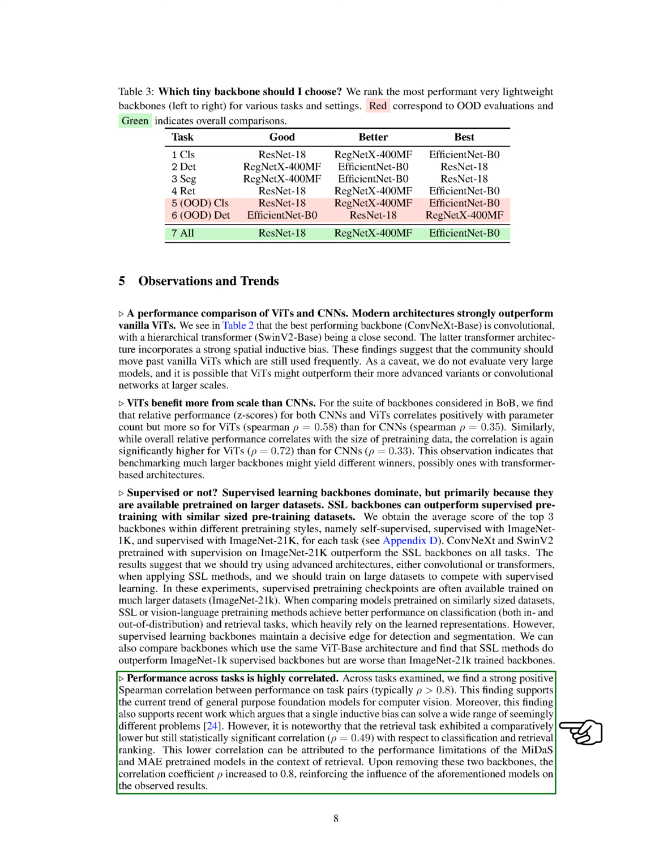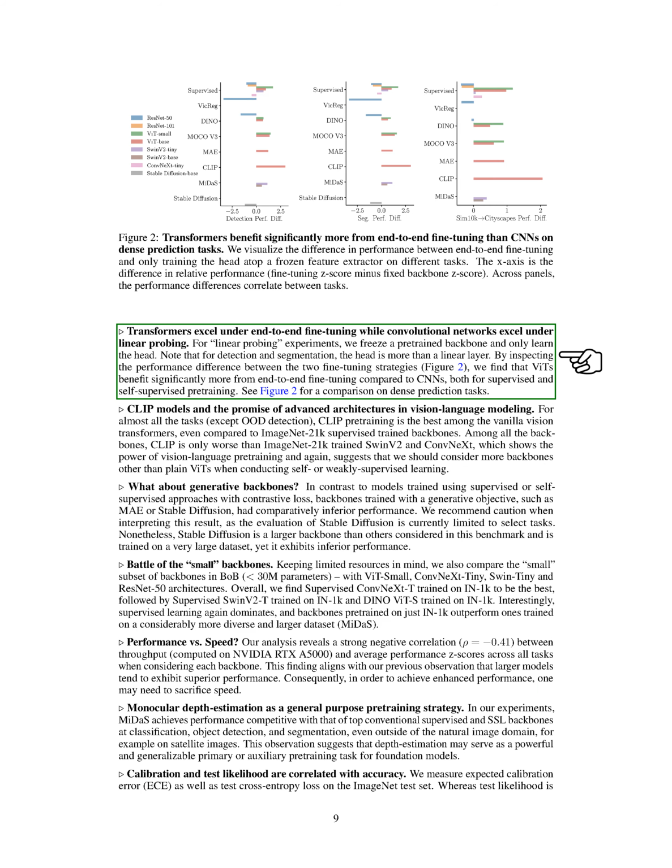We also found that performance across different tasks is highly correlated. This supports the current trend of using general-purpose foundation models for computer vision. However, the correlation was lower for the retrieval task, which could be due to the limitations of the MiDaS and MAE pre-trained models in this context. We also found that ViTs benefit significantly more from end-to-end fine-tuning compared to CNNs, both for supervised and self-supervised pre-training.